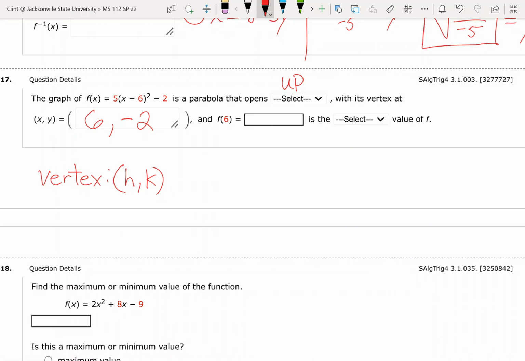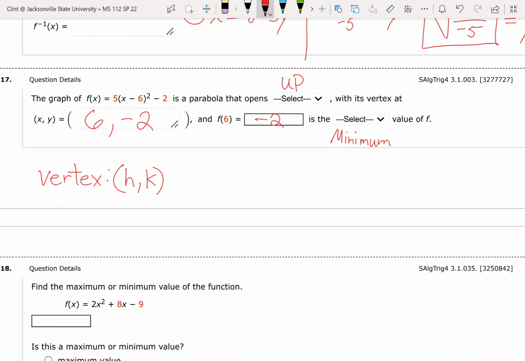Okay. And then it says f of 6 equals negative 2. All that's saying is the same thing as this. Saying that's a point on the graph is the same thing as saying f of 6 is negative 2. Would that be a minimum or a maximum? It opens up, so we've got a minimum. If it opened downward, we would have a maximum at the vertex.